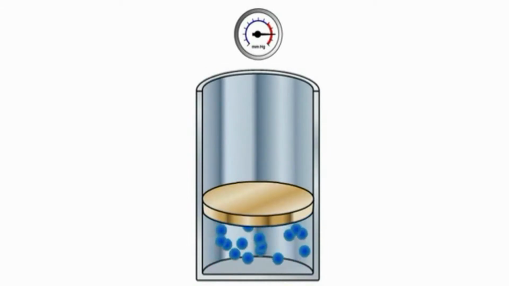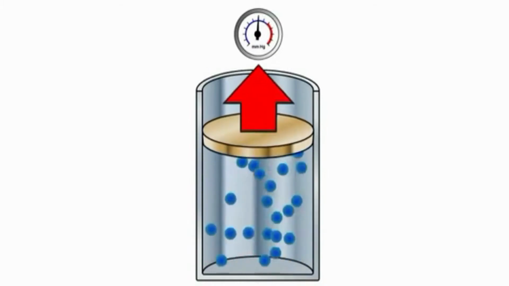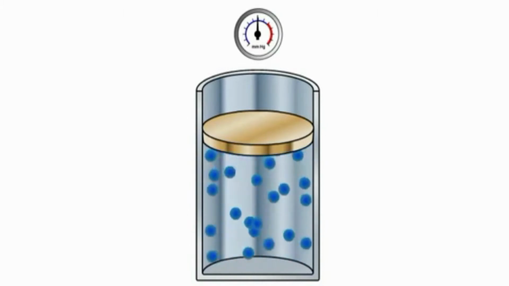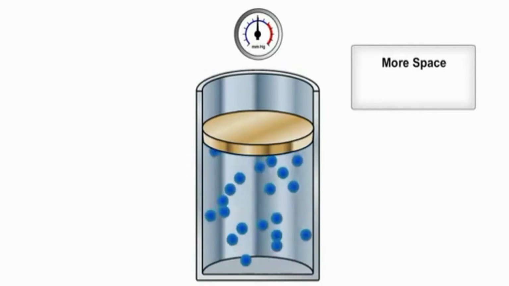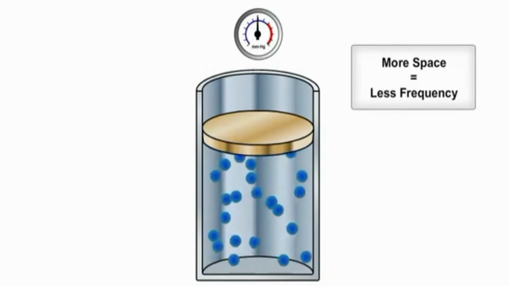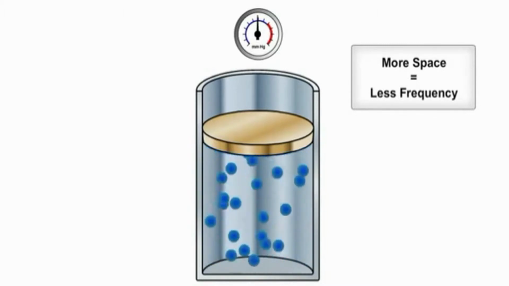This means the same number of gas molecules have less space to move around in and hit the walls with more frequency. Conversely, if the piston is pulled up, the available space inside the cylinder increases. This means the gas molecules have more space to move around in and hit the walls with less frequency. In this case, as the volume doubled, the pressure is reduced to half.